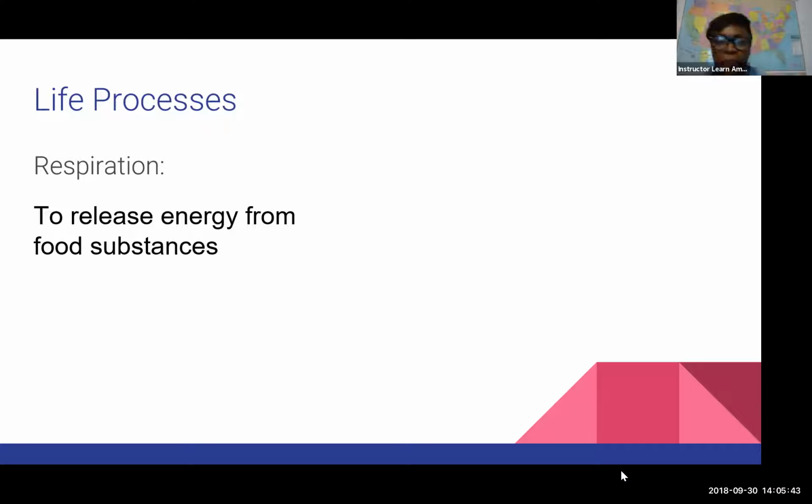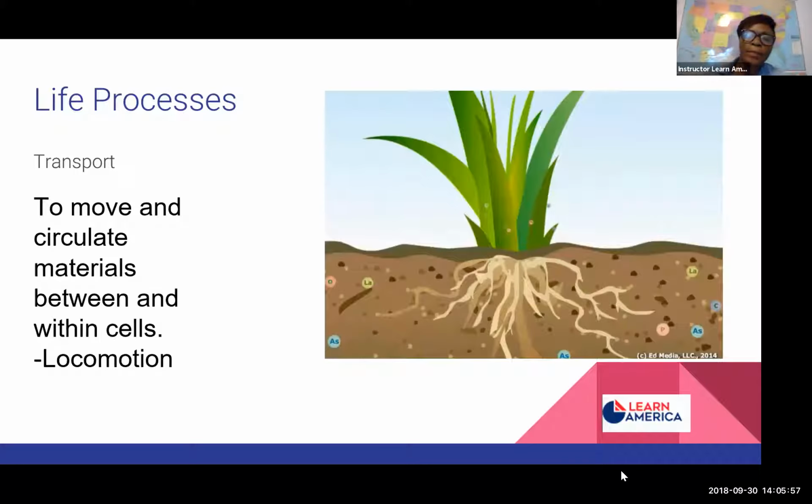Sorry, accidentally. All right, so like my computer, our body needs energy. And respiration, whenever you come across respiration, you should automatically think of energy. Transport is the other life process that we're going to cover extensively.